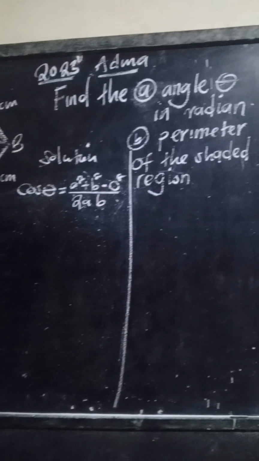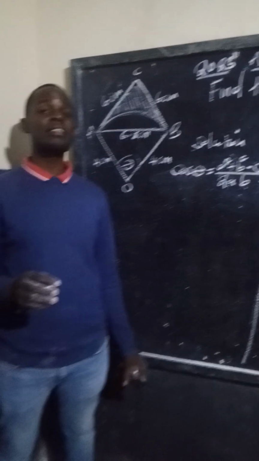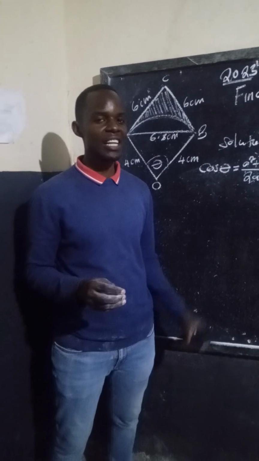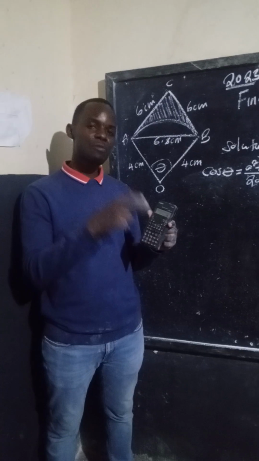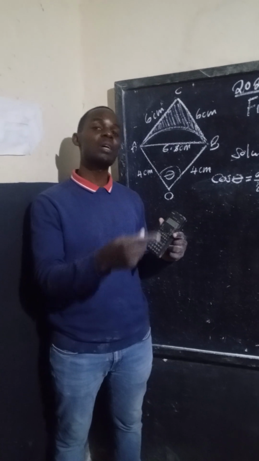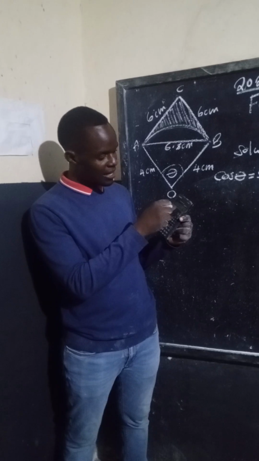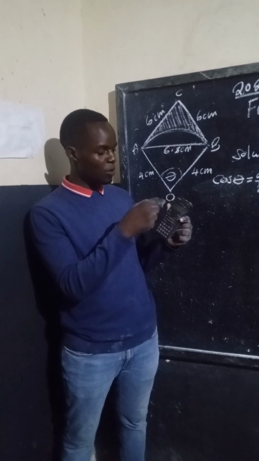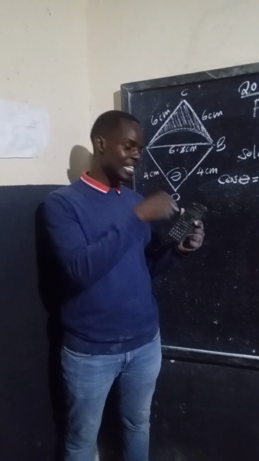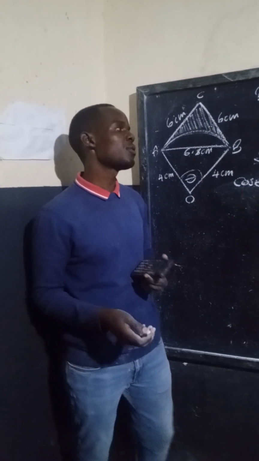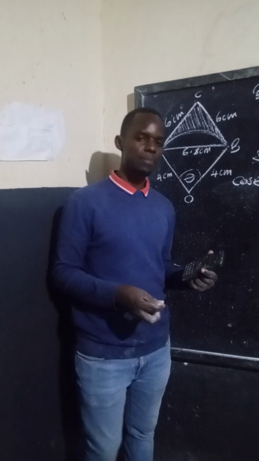So remember one thing, when you're dealing with circular measure or radian, your calculator should be in what? Radian, not degrees. So you check where the R is, the D there has to be converted into the R there. Unless you don't know, we can proceed.